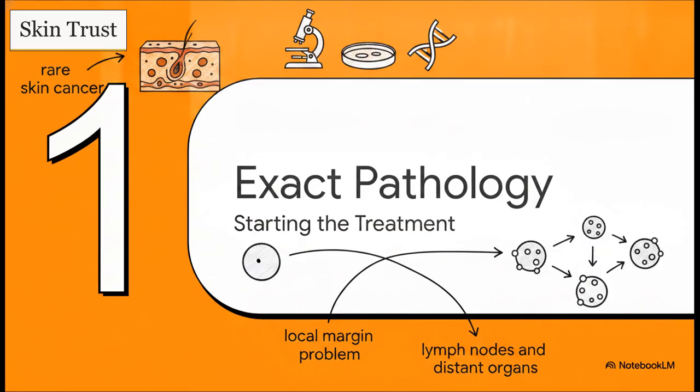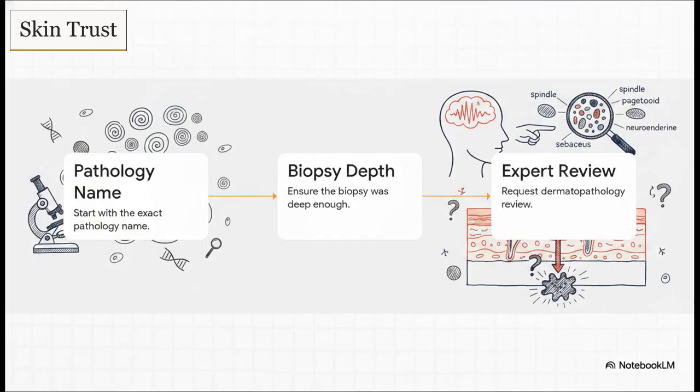You know, the phrase rare skin cancer can sound pretty frightening, but medically speaking, it's actually incomplete. It just doesn't tell us if the tumor is merely a local margin problem or if it's something that naturally travels to your lymph nodes and distant organs. So let's break this down into 3 straightforward steps. Step 1, get the exact pathology name. Step 2, check if the biopsy was deep enough to actually show the bottom of the tumor. And step 3, request an expert dermatopathology review, especially for those unusual spindle cell, pagetoid, sebaceous, or neuroendocrine tumors.